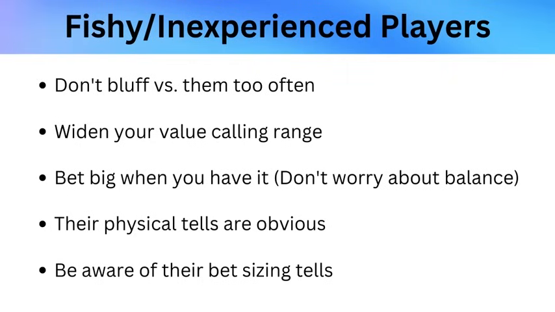So yeah, be aware of their physical tells because they are more obvious than a more experienced player. And then be aware of their bet sizing tells. Recreational players, fishier players have such obvious bet sizing tells. They'll bet big, big, big when they have it, or they'll bet really, really small when they don't have it. Try and pick up on these patterns and then figure out ways to exploit them, right?